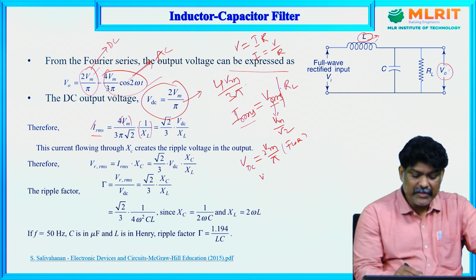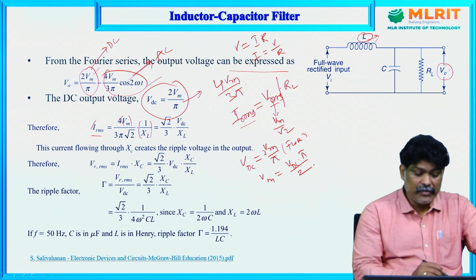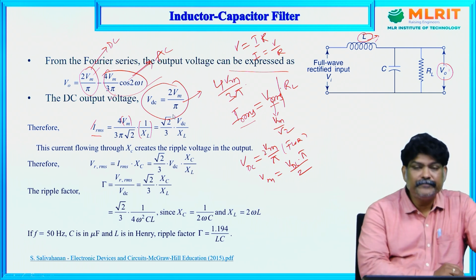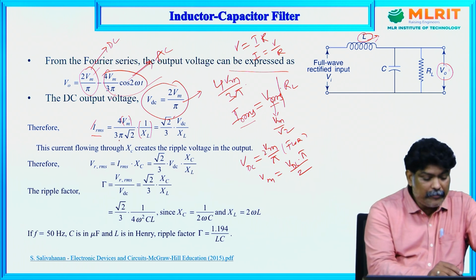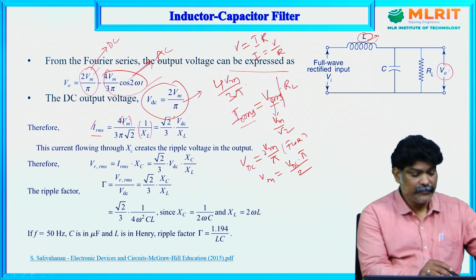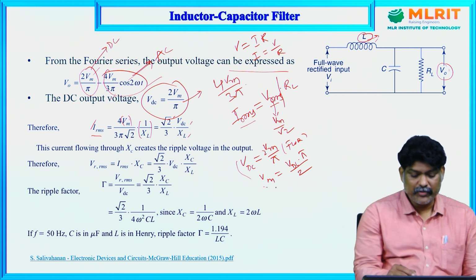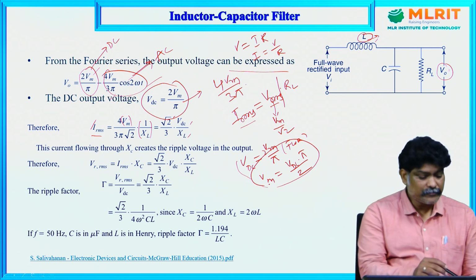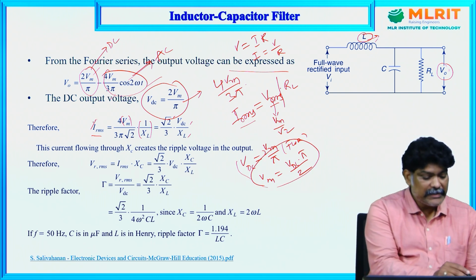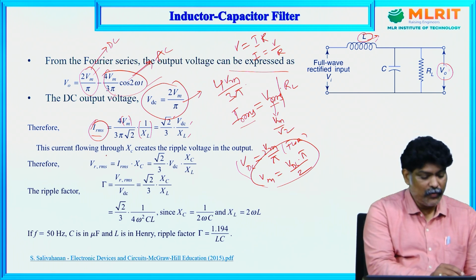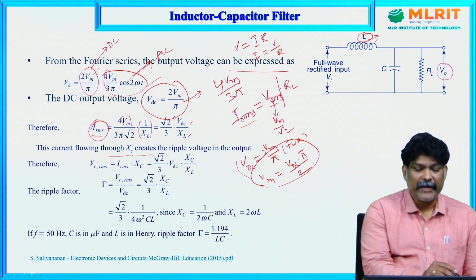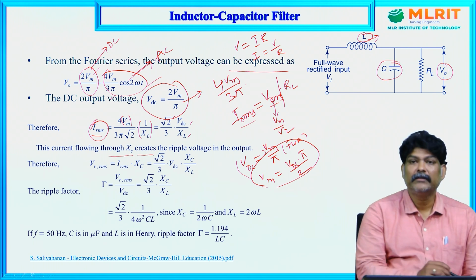So therefore Vm can be written as VDC into pi by 2. So if you substitute here, what happens? 4 Vm by 3 pi root 2 can be written as root 2 by 3 into VDC by XL after substituting all these values. So therefore this is the root mean square current flowing through the capacitor.